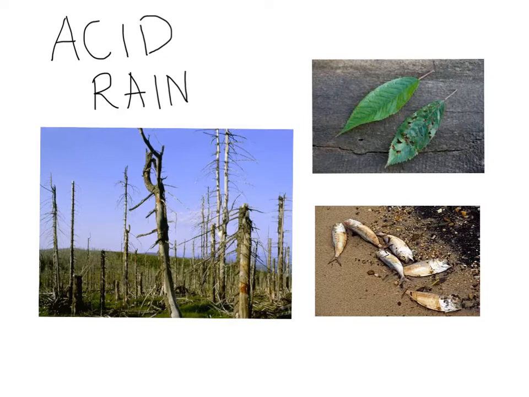So these are some of the effects that result from acid rain. As you can see, this is what is happening to the poor fish. These are the effects that it has on the leaves, and this is what happens to some of the trees as a result of acid rain.